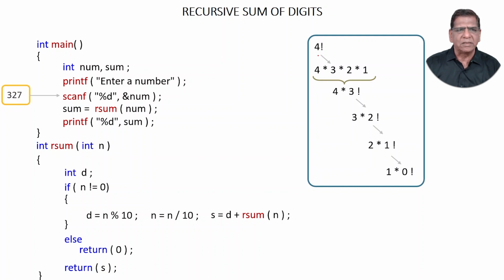Then put the closing brace, do define the variable d, also define s. That is how I can obtain recursive sum of digits of 327.